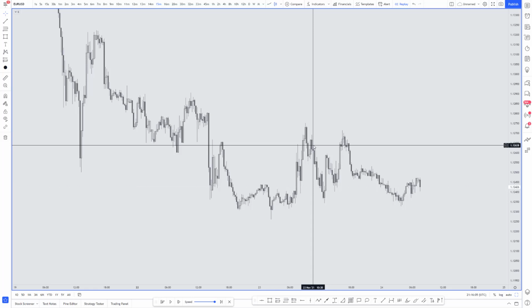Quick introduction into supply and demand trading. What is it? How does it work? And what makes it different from basic retail trading?